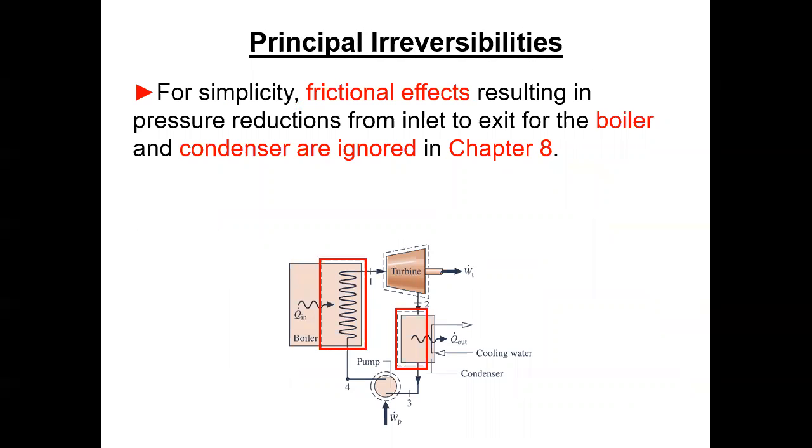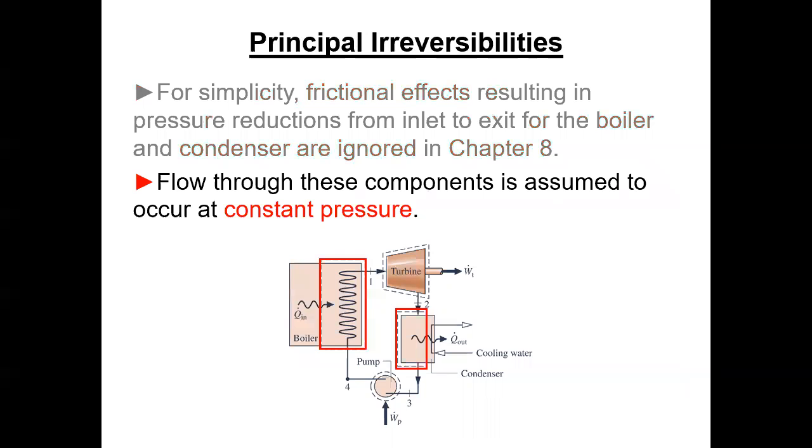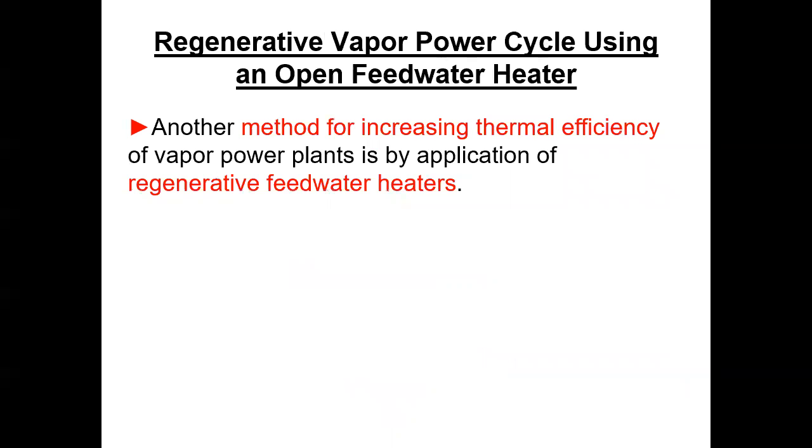Okay, so for simplicity in most of our problems, frictional effects resulting in pressure reductions from inlet to exit for the boiler and condenser are ignored in Chapter 8. Typically there may be one or two problems that tell you something, but typically not. So the flow through those components is assumed to occur at constant pressure.